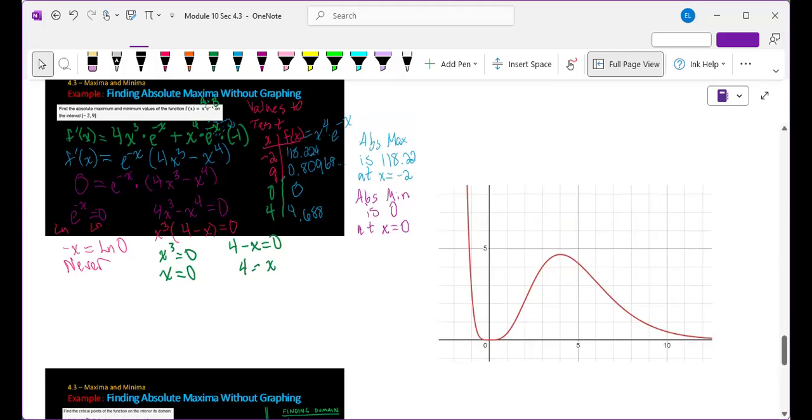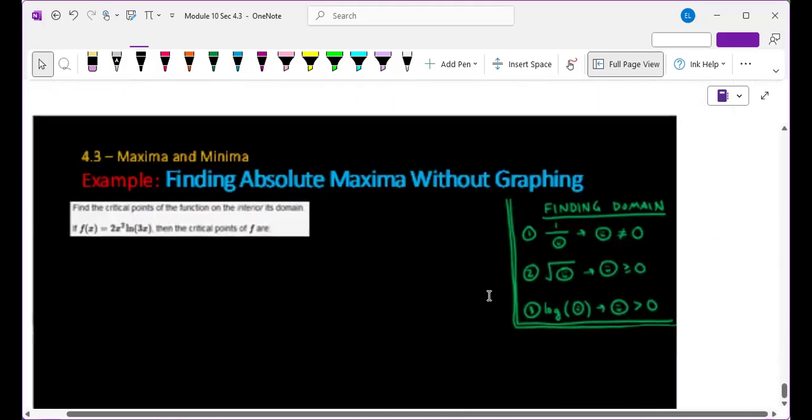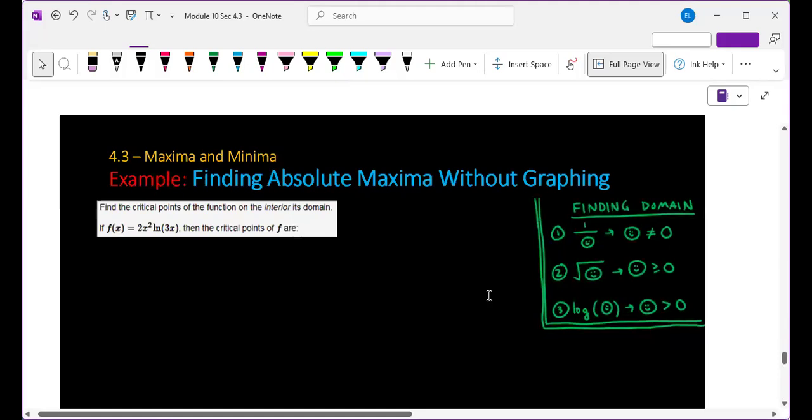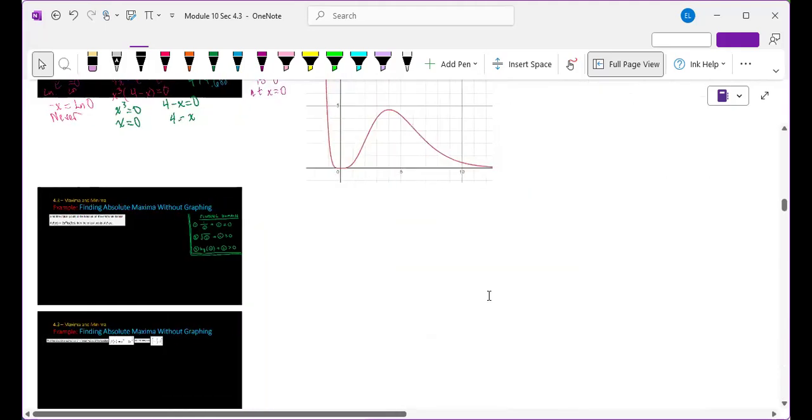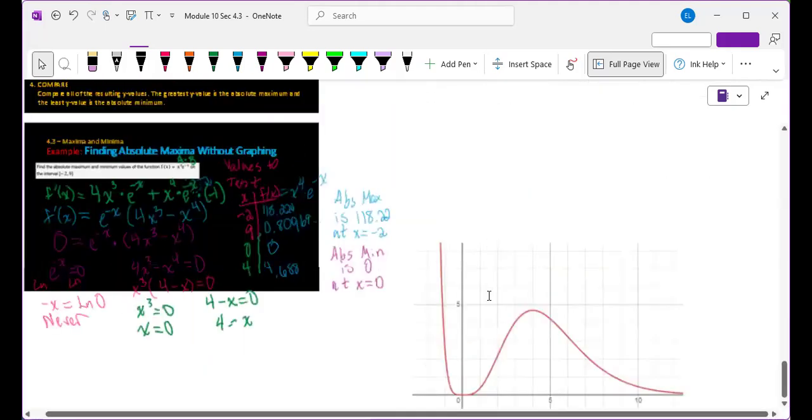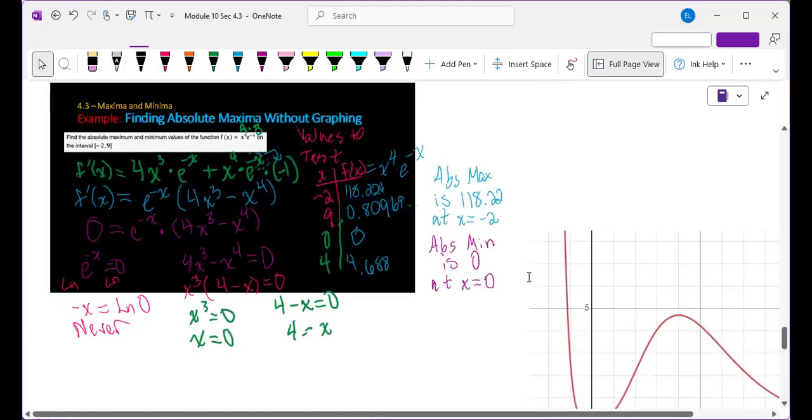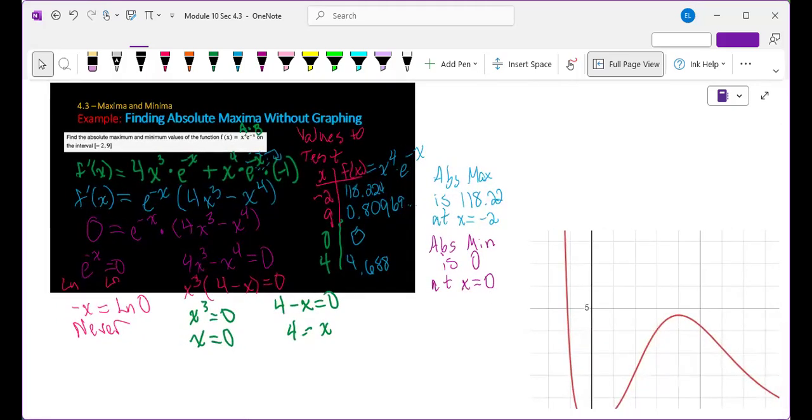All right. So we will look at a product rule with a natural log next time. Go ahead and hit the stop recording.